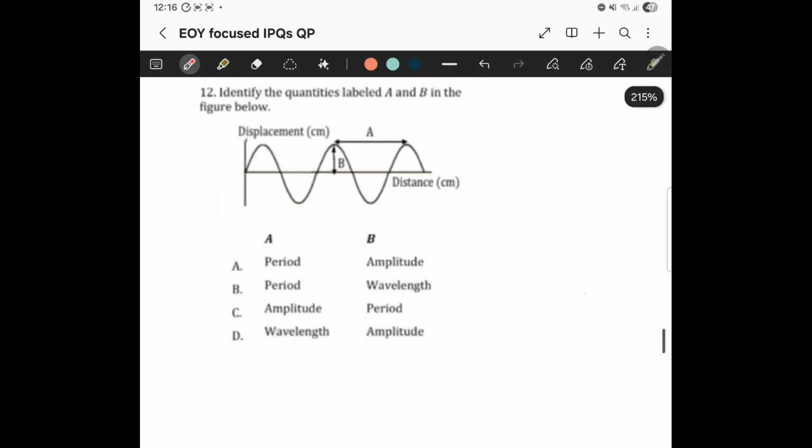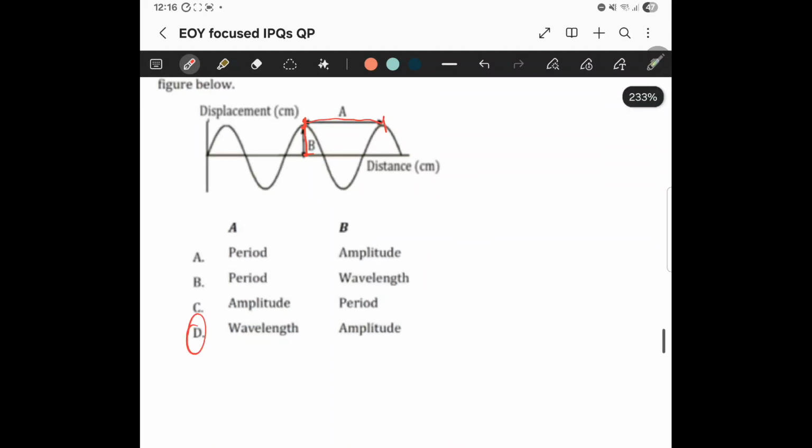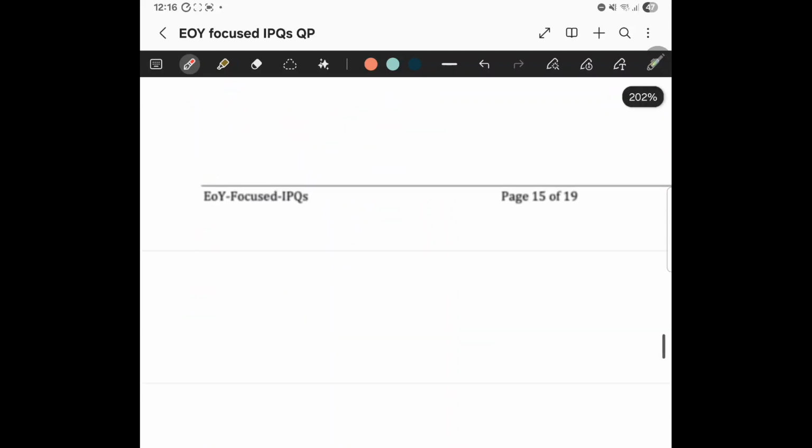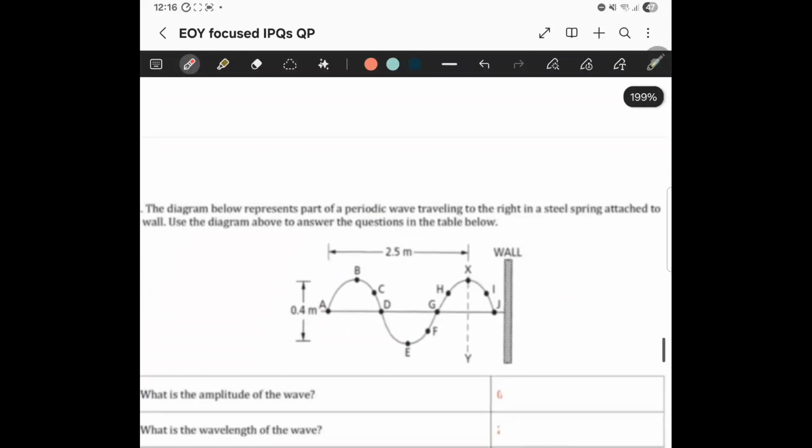Identify the quantities labeled. So A, going from here to here, is a wavelength. B is what we call an amplitude. The height of the wave is the amplitude. So the wavelength and amplitude, the only option I can say would be D. And we're moving on to the next one.